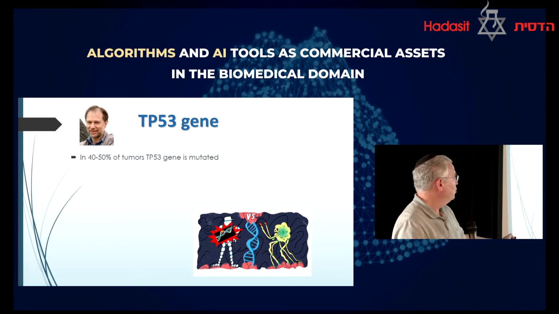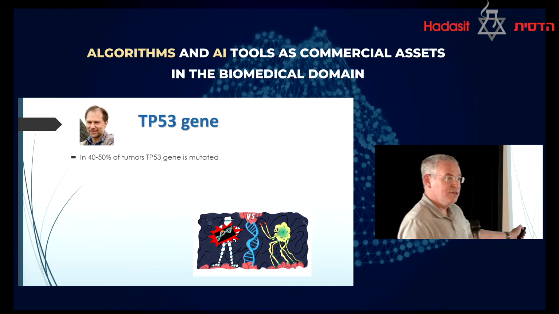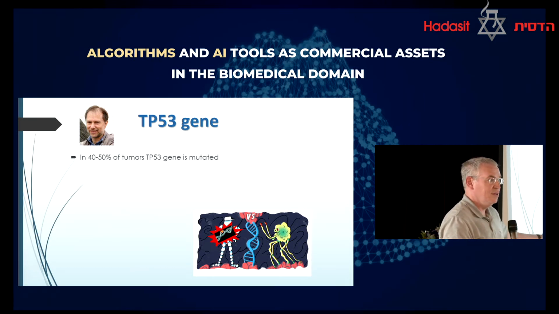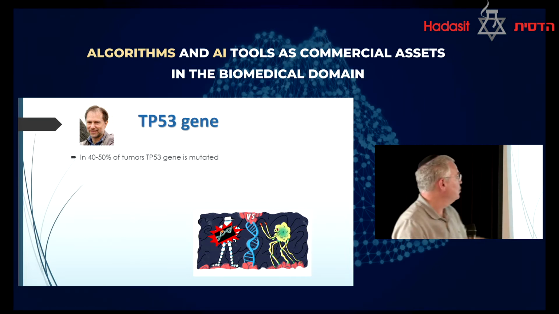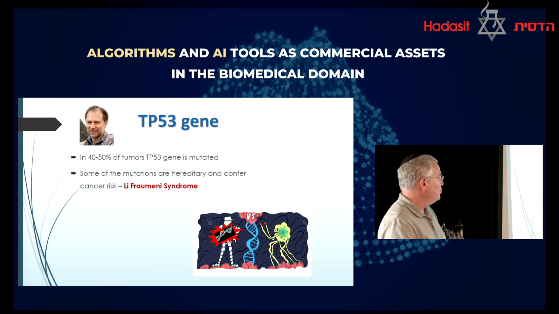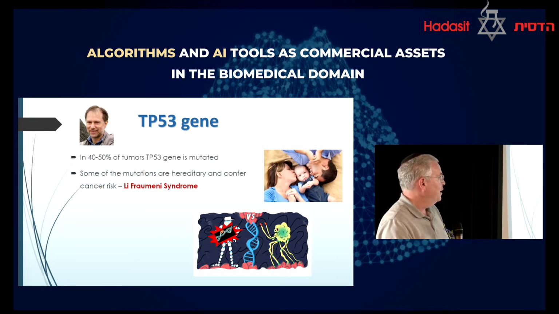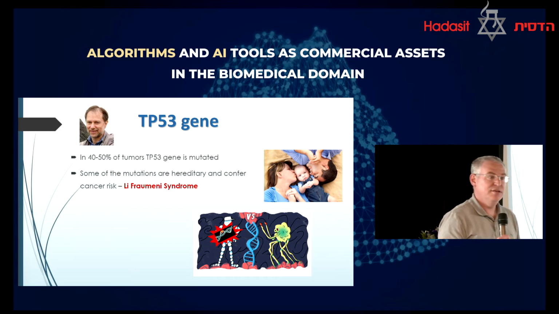Indeed, 40 to 50% of tumors harbor P53 mutations, and I work with Professor Thierry Soussi, who is one of the leaders in the research of this gene. And some of the mutations are heritable and confer cancer risk. This is Li-Fraumeni syndrome, which carries a 50% chance of cancer before the age of 30.